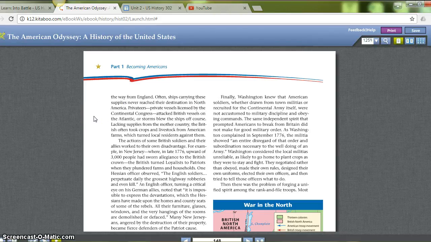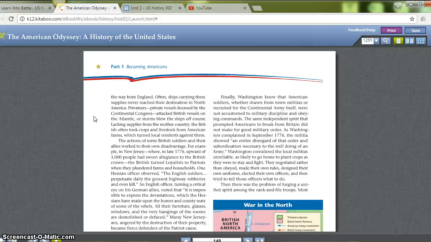Privateers, private vessels licensed by the Continental Congress, attacked British vessels on the Atlantic or stormed through the ships off course. Lacking supplies from the mother country, the British often took crops and livestock from American farms, which turned local residents against them. The actions of some British soldiers and their allies worked to their own disadvantage. For example, in New Jersey, where in late 1776 upward of 30,000 people had sworn allegiance to the British crown, the British turned loyalists to patriots when they plundered farms and households.